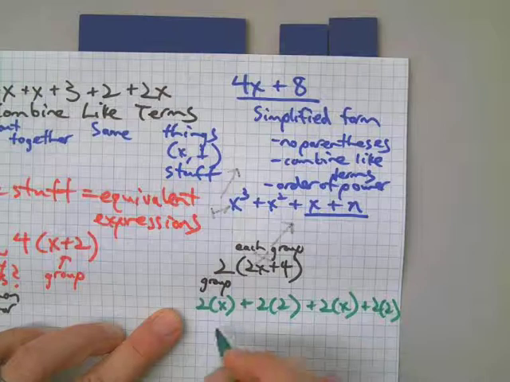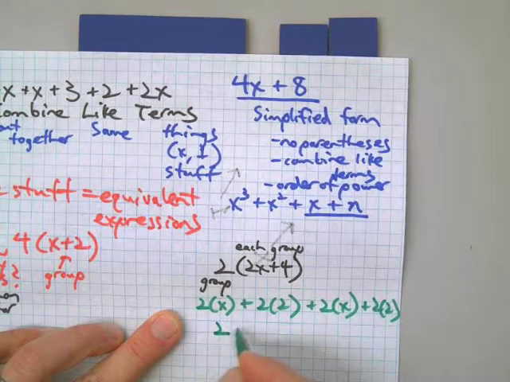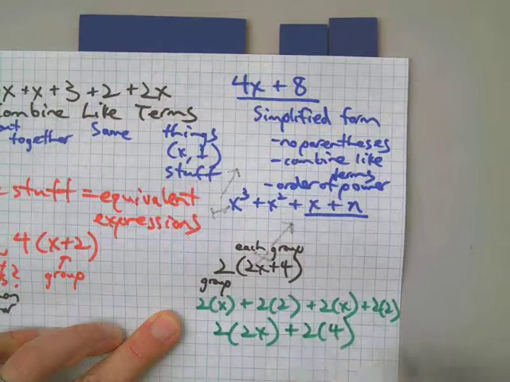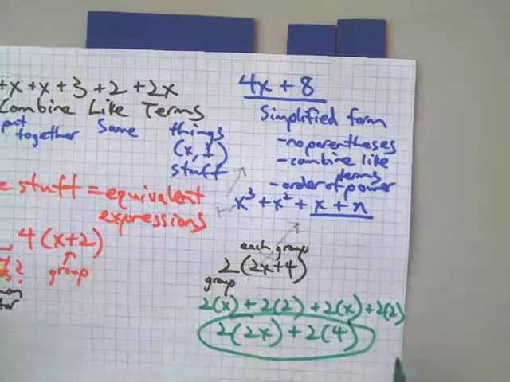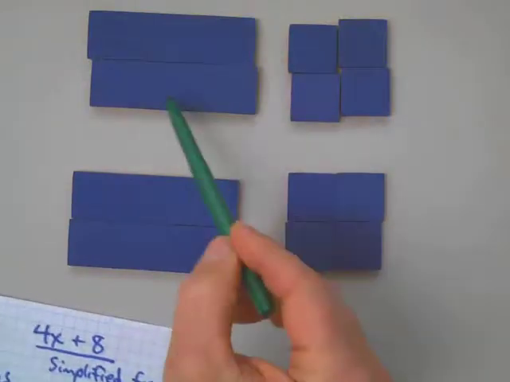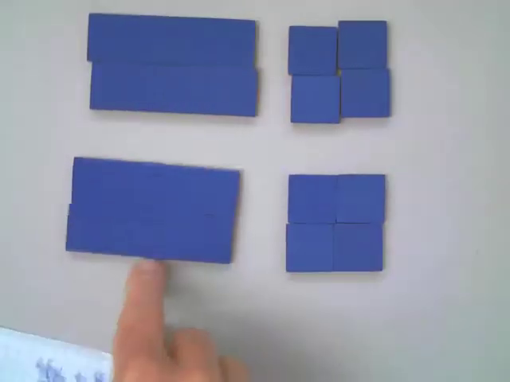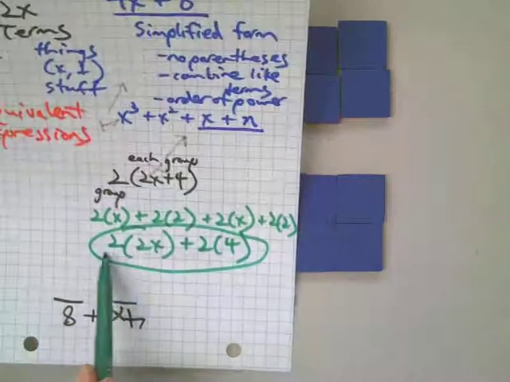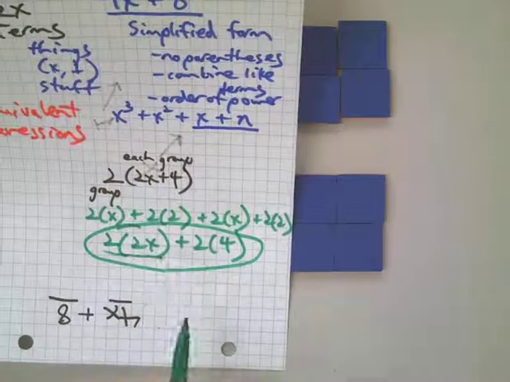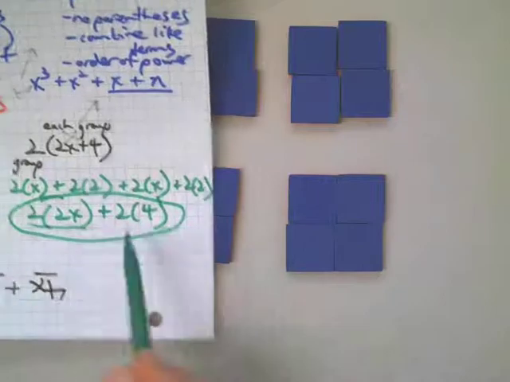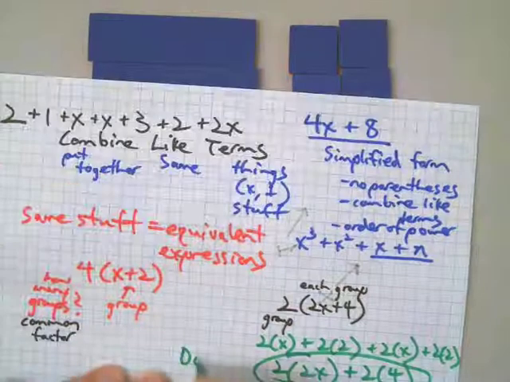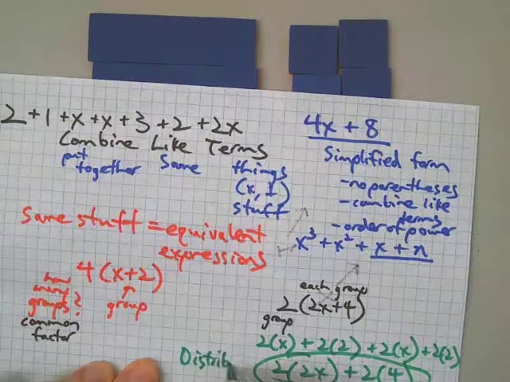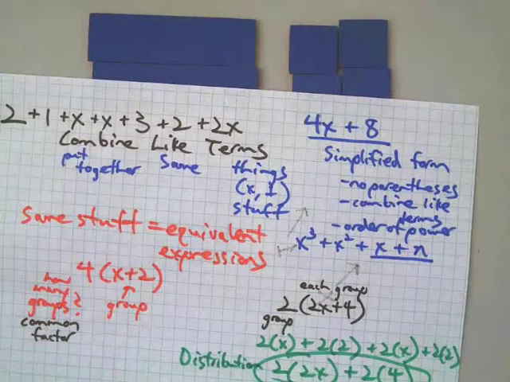I've got, let's see, 2 groups of 2x and 2 groups of 4. I know it's getting messy. See, there's a group of 2x, there's another group. So that's where this came from. 2 groups of 2x. Over here I've got 2 groups of 4. And this is showing distribution.